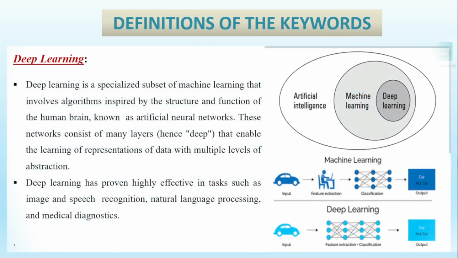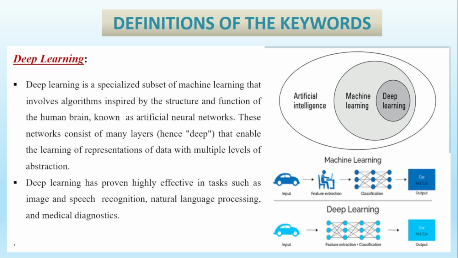Now, next is deep learning. Deep learning is a specialized subset of machine learning. Deep learning techniques enhance the accuracy of machine learning models. Machine learning models advance when we use deep learning, a subset of machine learning. Deep learning has proven highly effective in tasks such as image and speech recognition, natural language processing, and medical diagnosis.